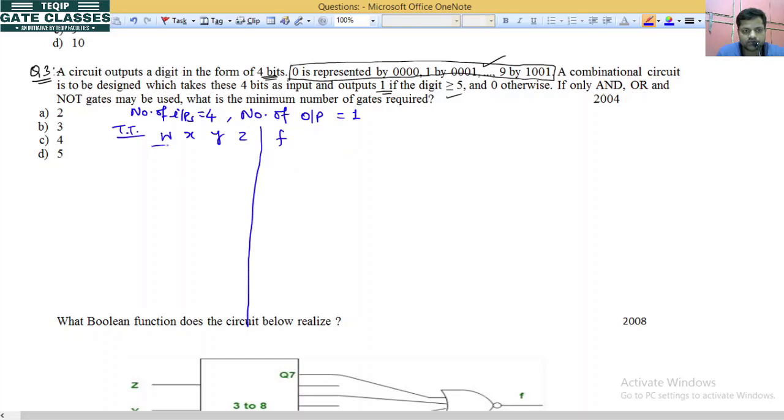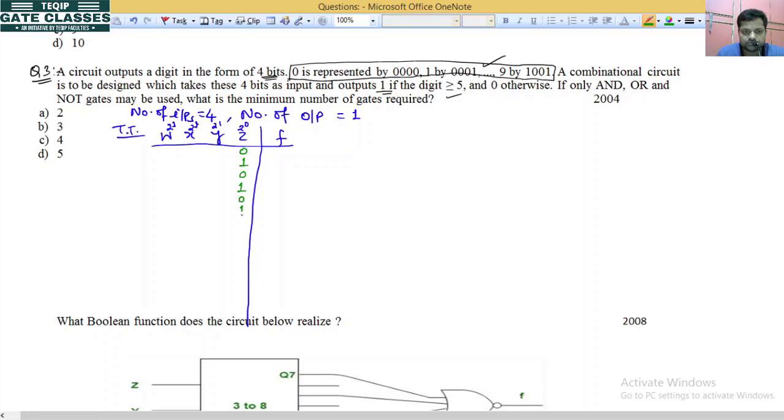So for 4 variables, how many combinations? It will be 2^0, 2^1, 2^2, 2^3. Now what does it mean? It means that 2^0 is 1. So we start with 1, 0, 1, 1, 1, 0, 1, 1, up to how many combinations? 2^4, that is 16 combinations.